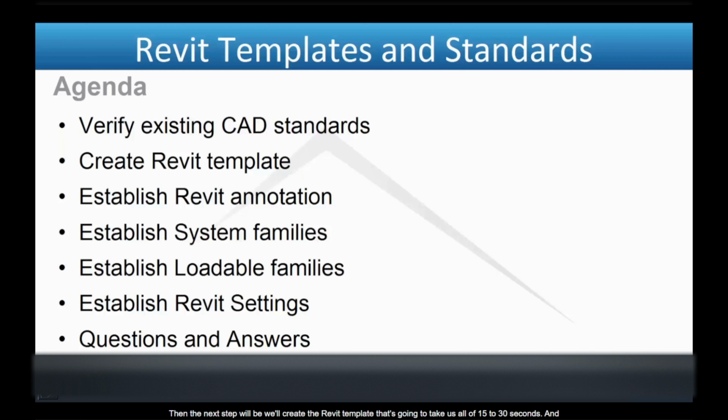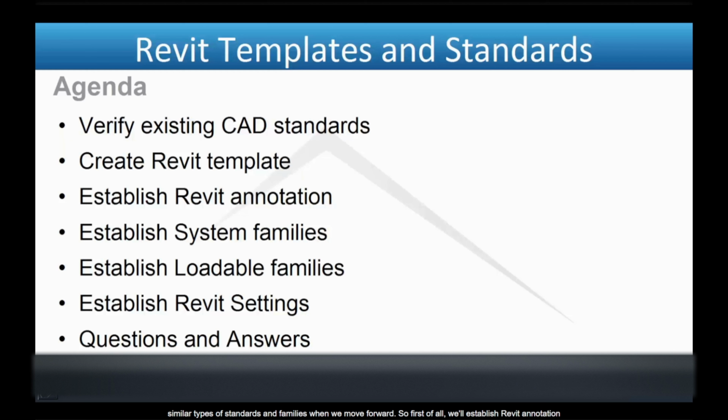Then the next step will be we'll create the Revit template. That's going to take us all of 15 to 30 seconds. And then we'll start getting into the key aspects of what we want to be conscious of when creating that Revit template. And there's essentially four or five different areas that we want to be conscious of. And we'll show key examples in each of these. We're not going to go through everything because that would just take too long. But we'll show you key examples so that way you get the idea of how this would apply to other similar types of standards and families when we move forward.